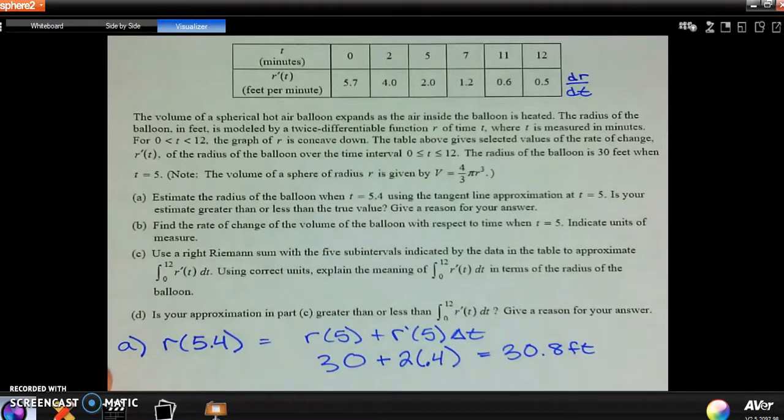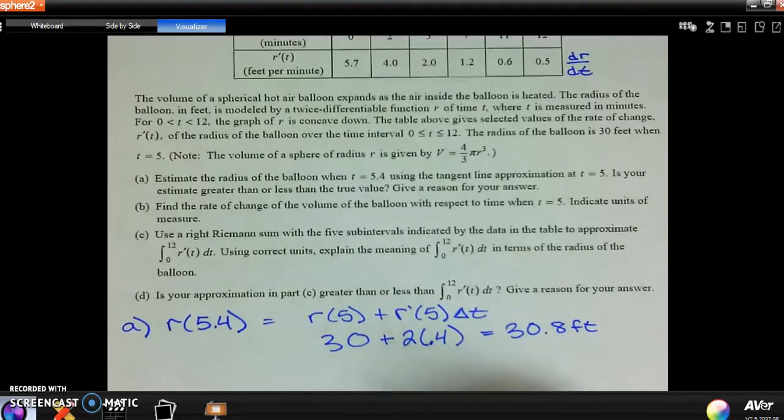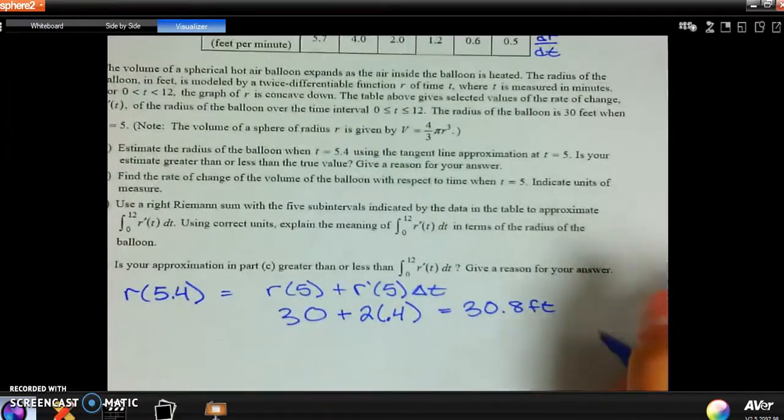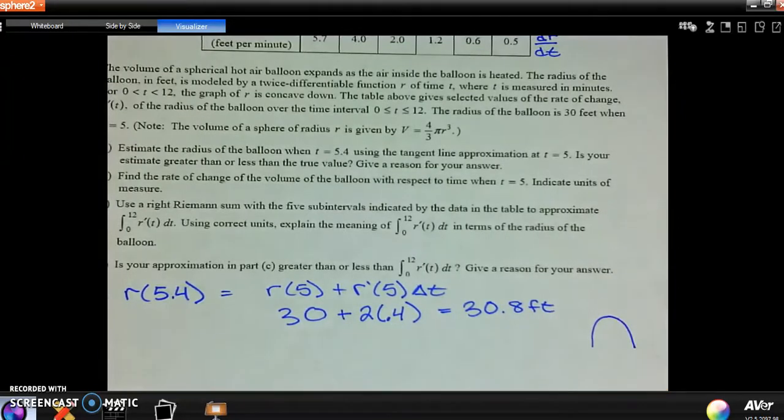And I think I need to give an explanation on this one because it says, is your estimate greater than or less than the true value? Okay, so this is similar to, I think it ended up being, problem 13 from here. You need to do a little function analysis, and my pictures aren't always great, but I'll give it a whirl. We know two things about this. We know that it's concave down, okay? So if I was just sketching something off to the side, if you have something that's concave down, right?